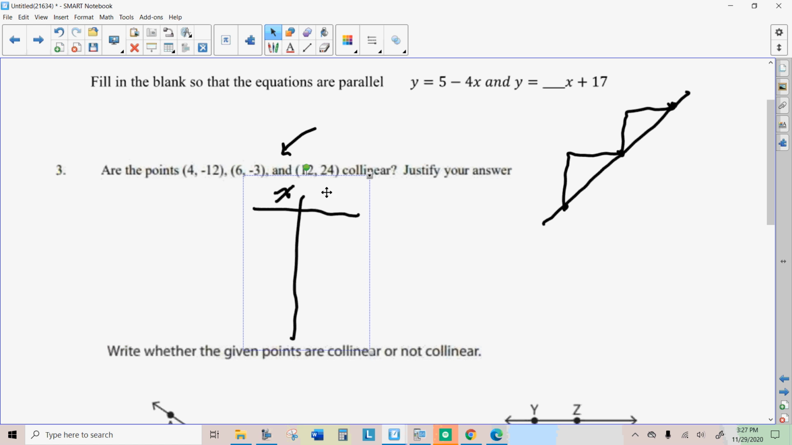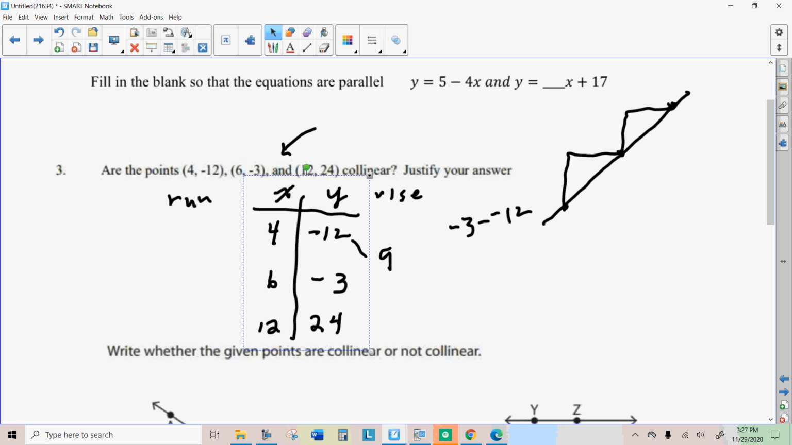Now I like to set it up into a table just because then it's easier for me to see the difference between the numbers so I can find the slope. So my first point is 4, negative 12. Then my second point is 6, negative 3. I'm separating these so I can find the differences in between. The difference between the y values is going to be your rise, and the difference between the x values is going to be your run. So I'm going to do negative 3 minus negative 12 to get my rise, and that's equal to 9.